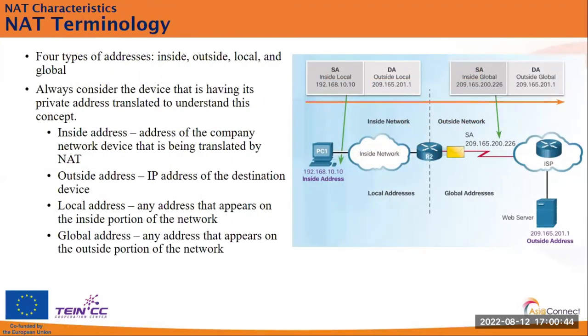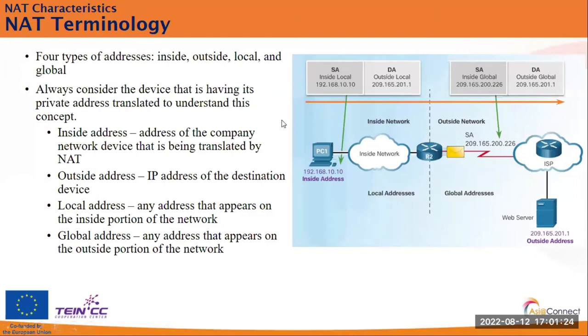Before going to the NAT procedure, we will learn about inside address, outside address, local address, and global address. I think it is clear by those terms, right? So inside network and outside network are clear to us. Then what are inside and outside address, local and global address? Actually, the inside address is the address that NAT is translating, and the outside is the destination address. And local and global are the portions for inside and for outside.